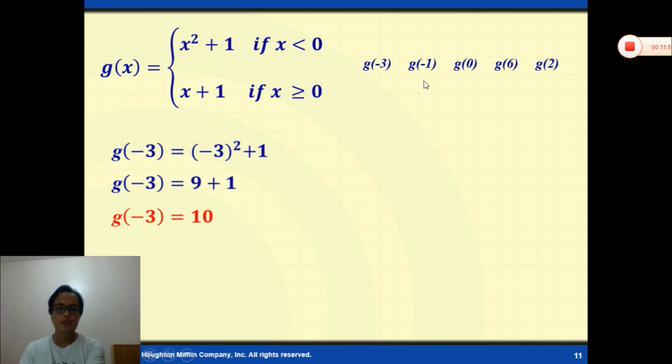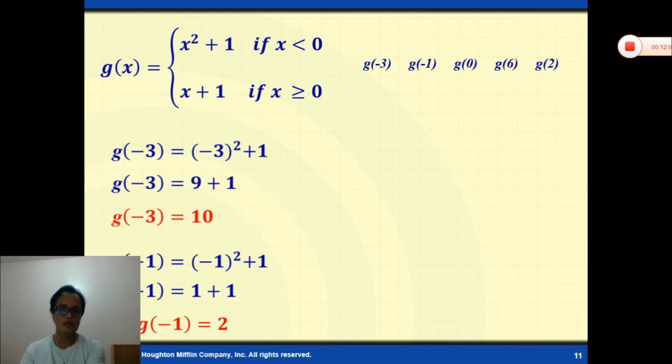For the second value, which is negative 1, we have g of negative 1 is equal to negative 1 quantity squared. Same function is used here, plus 1. The square of negative 1 is positive 1, so 1 plus 1 is 2. For g of 0, again, we cannot use the first function. We can use this value in the second function. So x plus 1. So g of 0 is equal to 0 plus 1. So therefore, 0 plus 1 is 1.